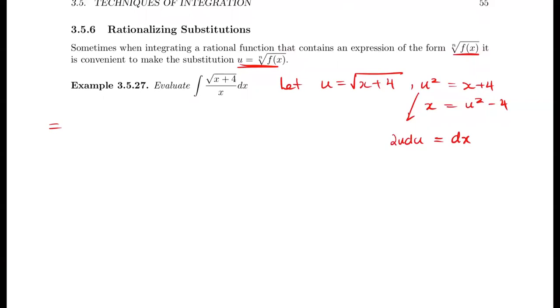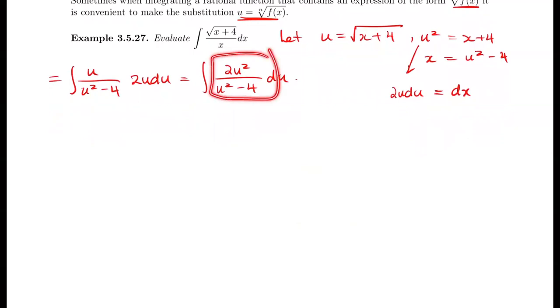So we have the integral of the square root of x plus 4, which then becomes u, divided by the x, which is now going to be u squared minus 4. And then we have the 2u du as the dx. And so if we simplify things, we get 2u squared divided by u squared minus 4 du. So we're dealing with a rational function once again. So that means immediately we should be using partial fractions.